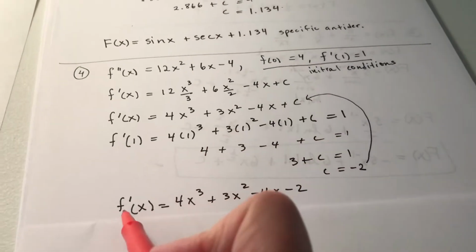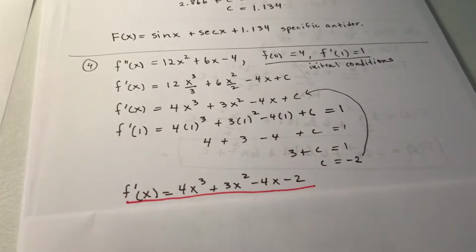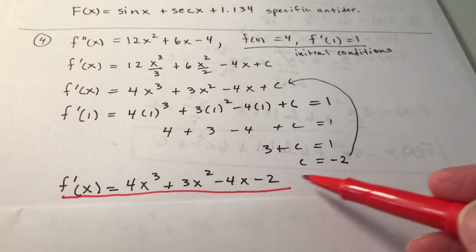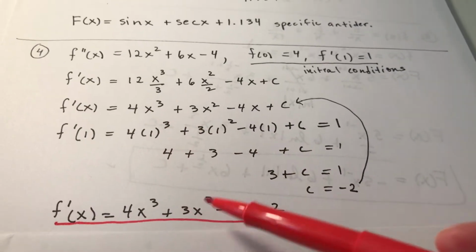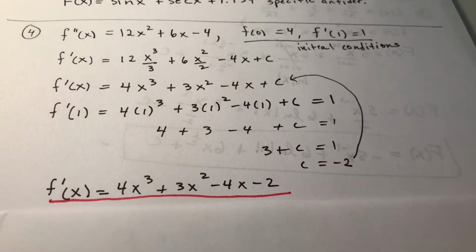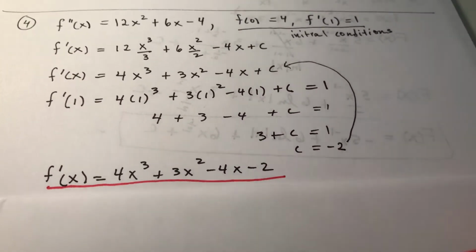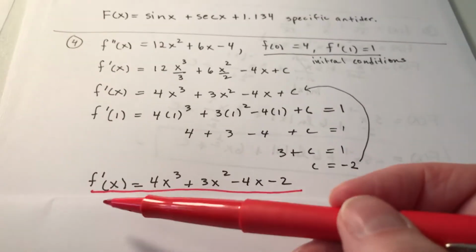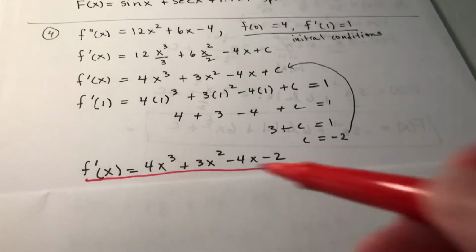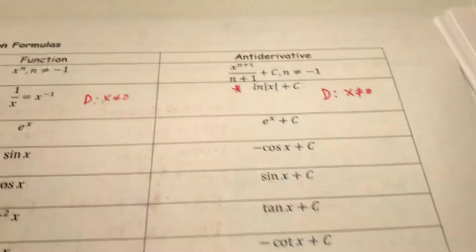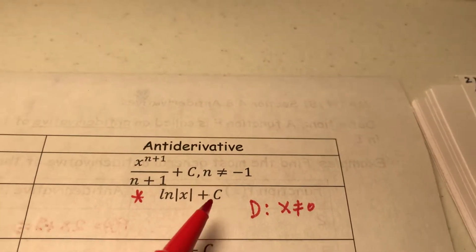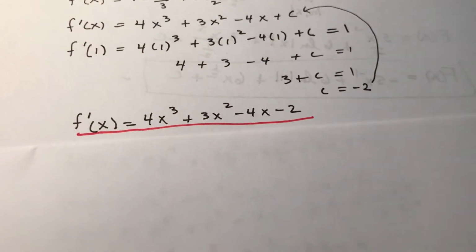And that is a specific derivative. I'm going to underline it here. It has the value, negative 2 is our c. So notice I put in 4x cubed plus 3x squared minus 4x, and then I won't write plus negative 2, just write minus 2. Now, we're supposed to find f of x. So I'm going to find the antiderivative of this function, and the antiderivative will be f. And I'm going to use the power rule. Now remember, your power rule is x to the n plus 1 over n plus 1 plus c.